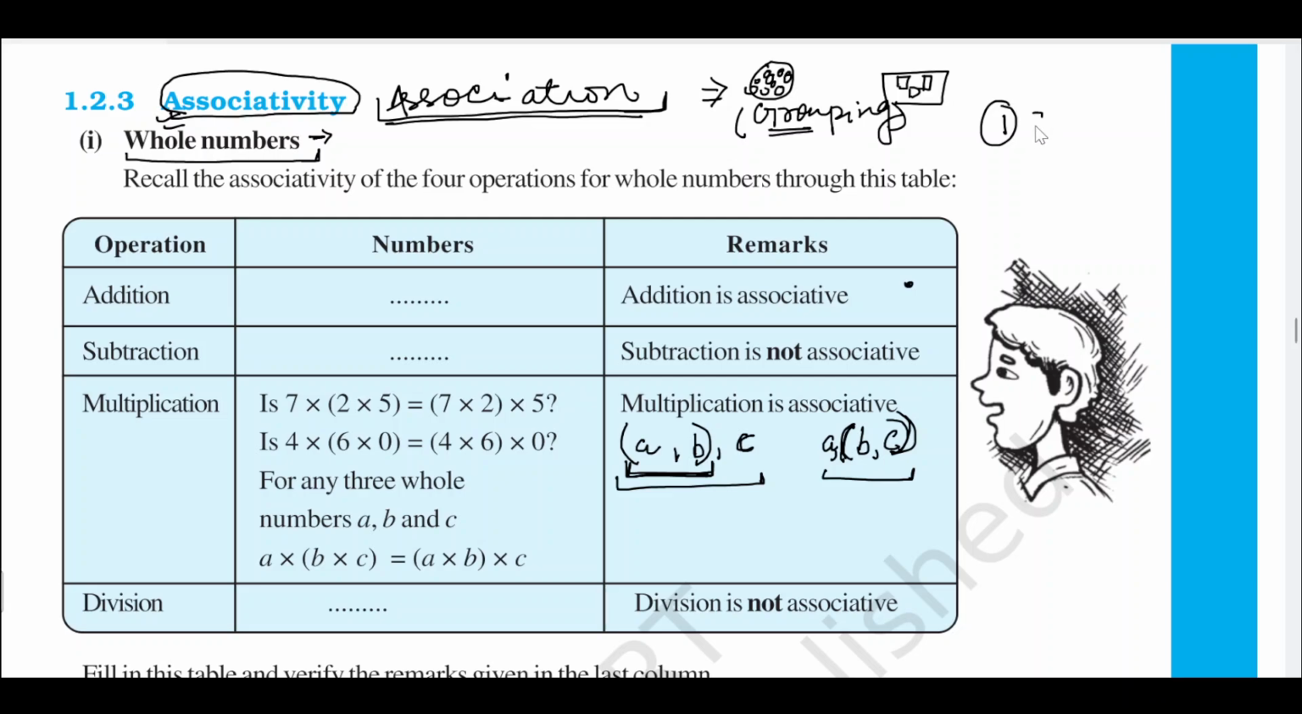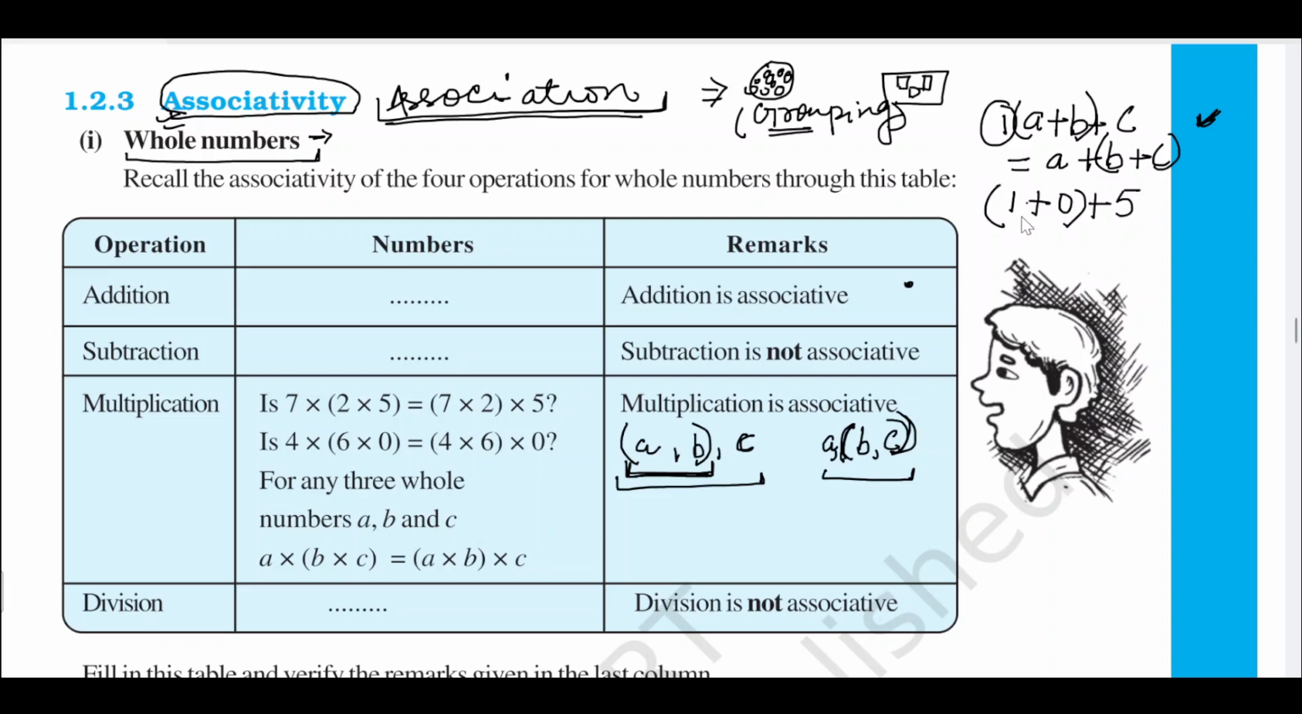We have three whole numbers A, B, C. Then we group A plus B first. It should be equal to the other grouping. If this LHS is equal to RHS, we will say that the associativity property is working for addition. So we should check with whole numbers. We take A as 1, B as 0 and C as 5. Now we will check.